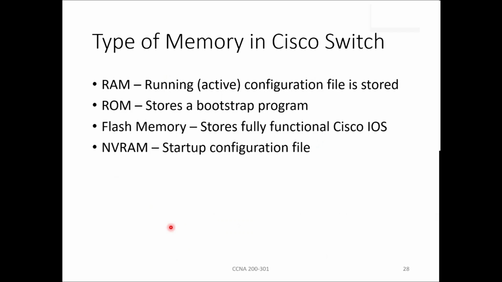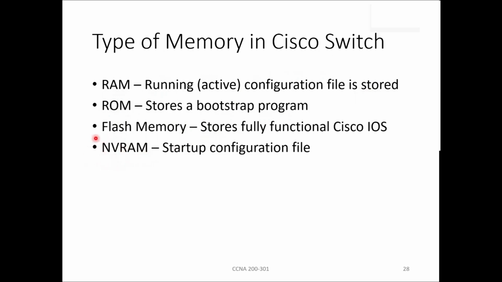And inside our switch, we have all these kinds of memory. We have RAM. The running config file is stored over there. We have ROM. ROM stands for read-only memory, and stores bootstrap programs, that means the boot file will be stored inside the ROM. Flash memory. So the operating system will be stored inside the flash memory.